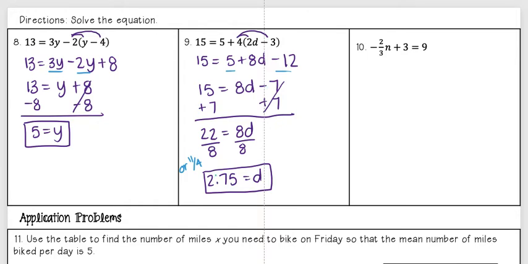And at the end, you could put this as a decimal. I went ahead and showed it as a decimal this time. Or you could have simplified this by dividing by 2 on top and bottom and getting that 11 over 4. I'd accept either answer.